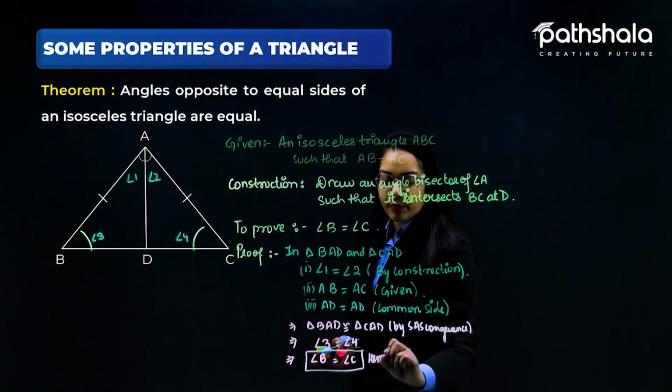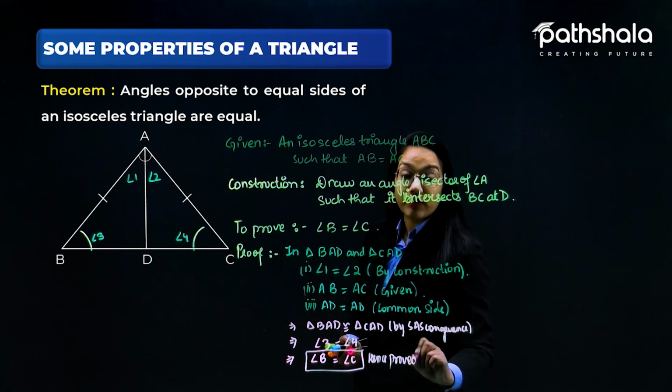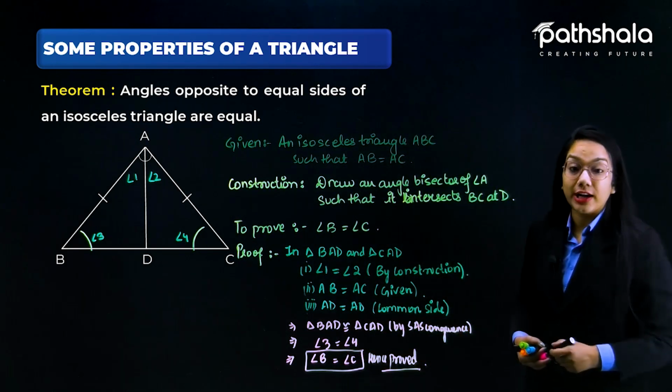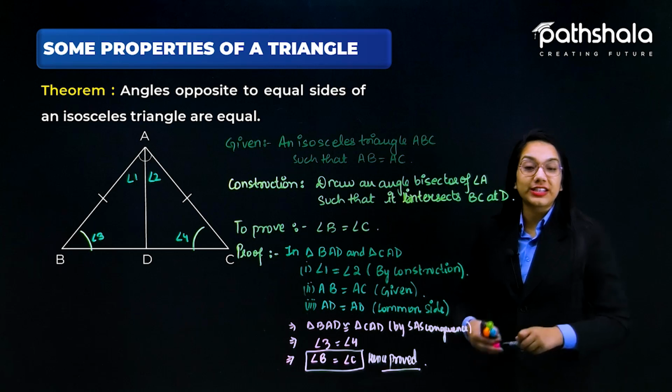So hence it is proved that angles opposite to the equal sides of an isosceles triangle are equal to each other. This is all about this theorem.